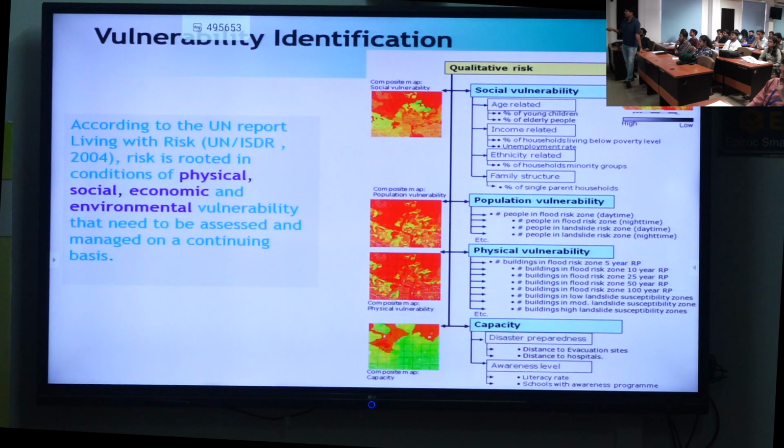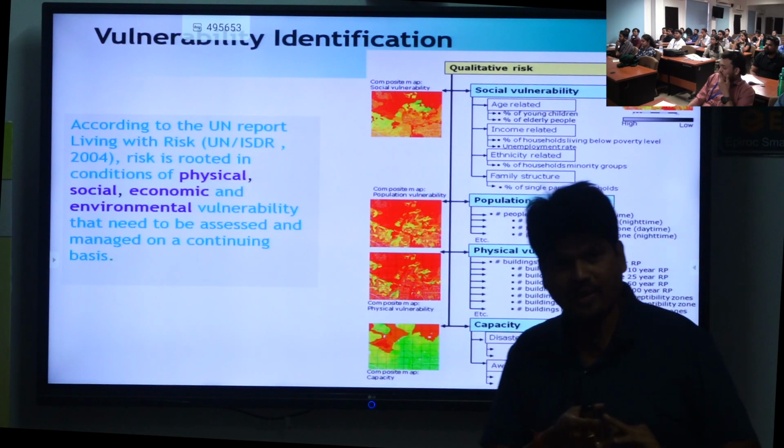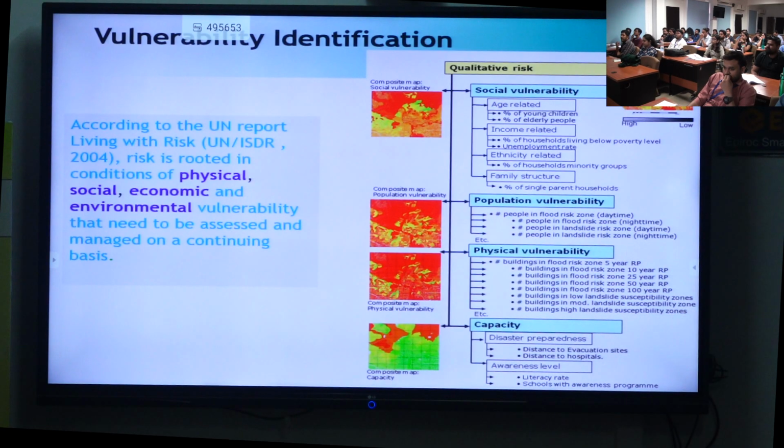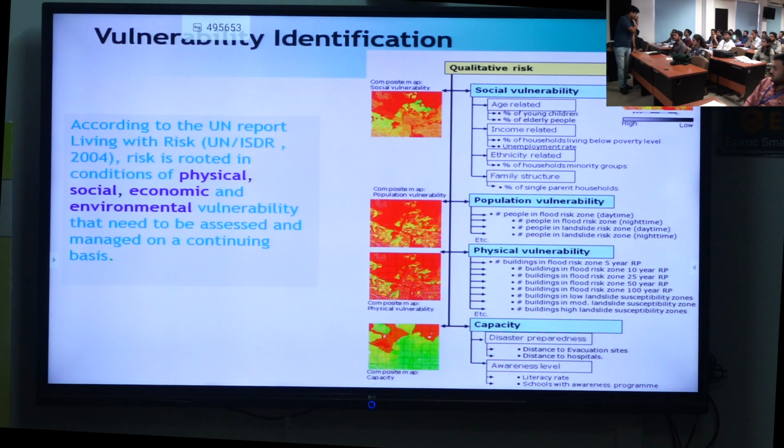Now coming to the capacity. Capacity also has two components. Coping capacity. Okay. Coping capacity of the society or an individual person, right? So coping capacity has two components. One is disaster preparedness, another one is awareness level. Okay. Disaster preparedness again, what?